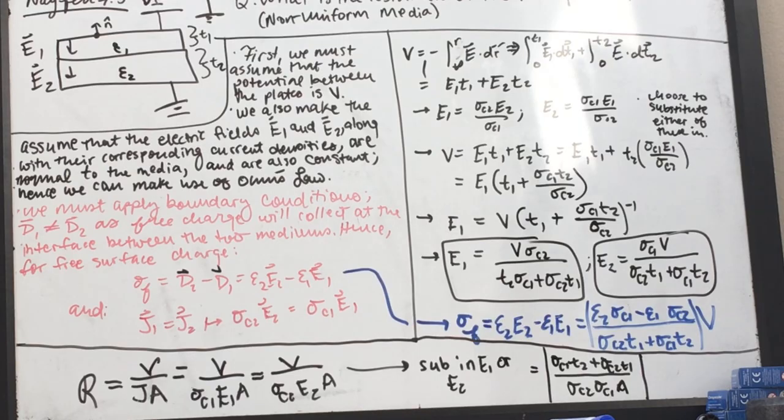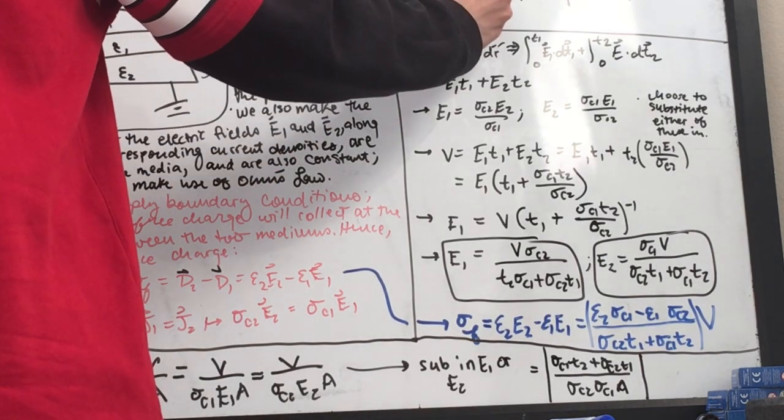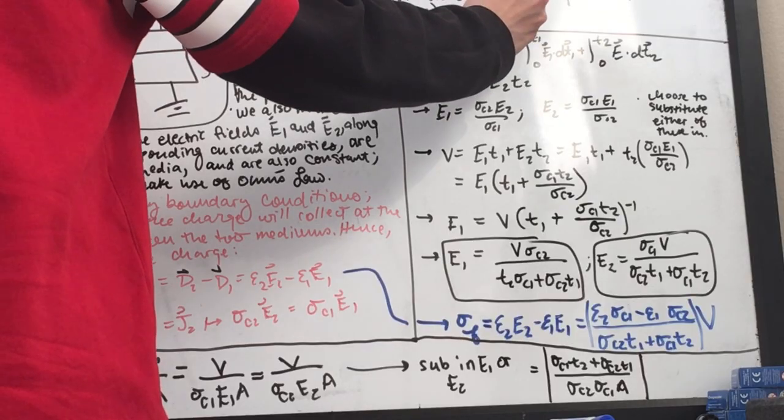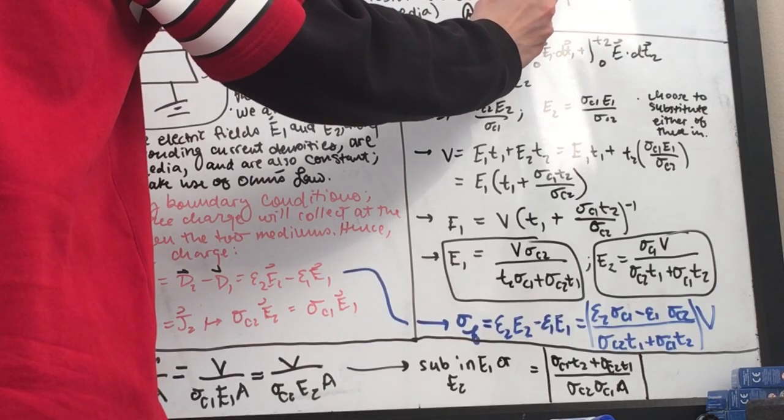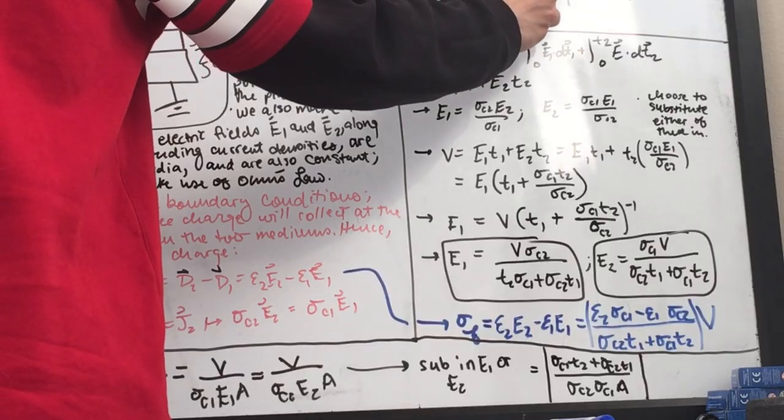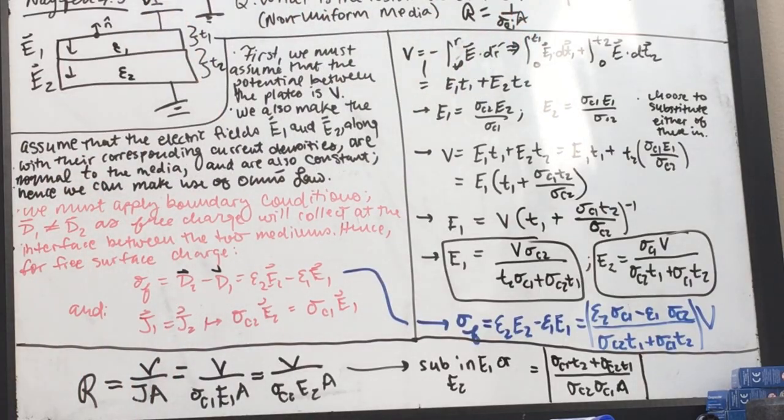More generally speaking, just so we have it, resistance is also given simply as R is equal to 1 over sigma C I of whatever media you have times the cross-sectional area, A, right? So that's how you would find our resistance for this particular geometry, if you want to call it that.